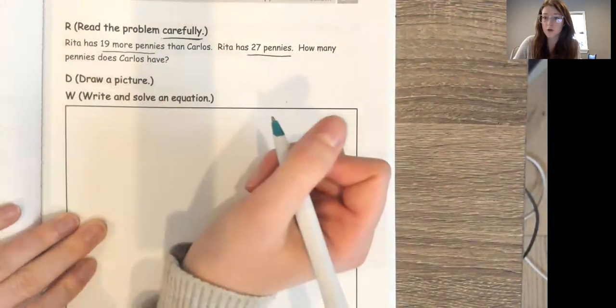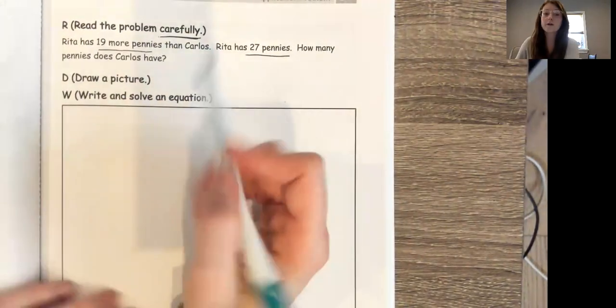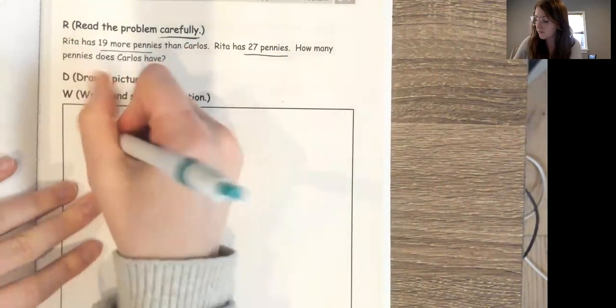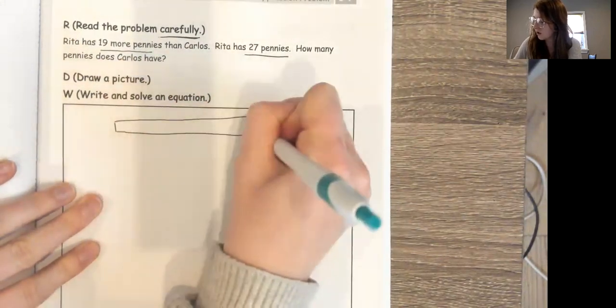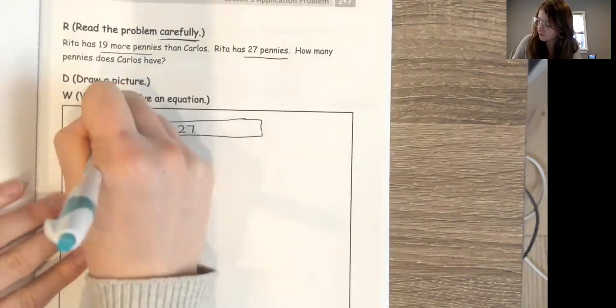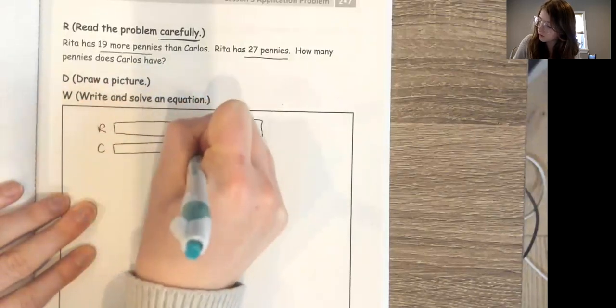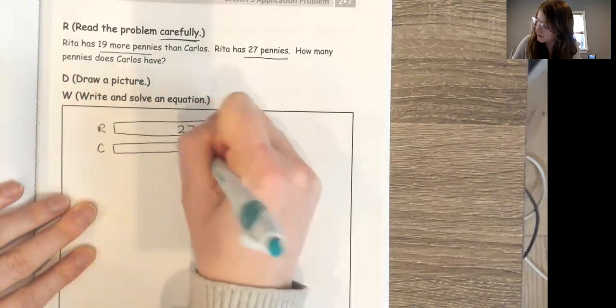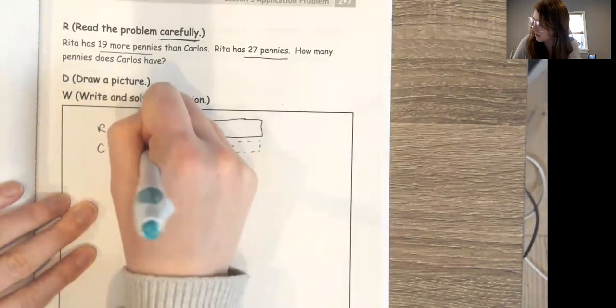So what I'm going to do is draw a tape diagram to figure out how I can solve this, right? I know Rita has more than Carlos. So her tape diagram is going to go on the top, and hers is definitely going to be longer because she has 19 more than him. We know she has 27. And we know she has 19 more than what Carlos has, but we don't know how many Carlos has yet, right? We're gonna solve for this missing piece to figure out how many he has.